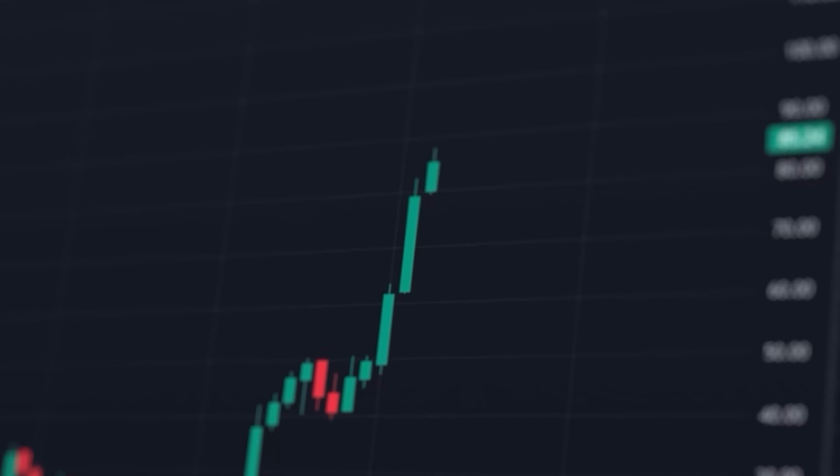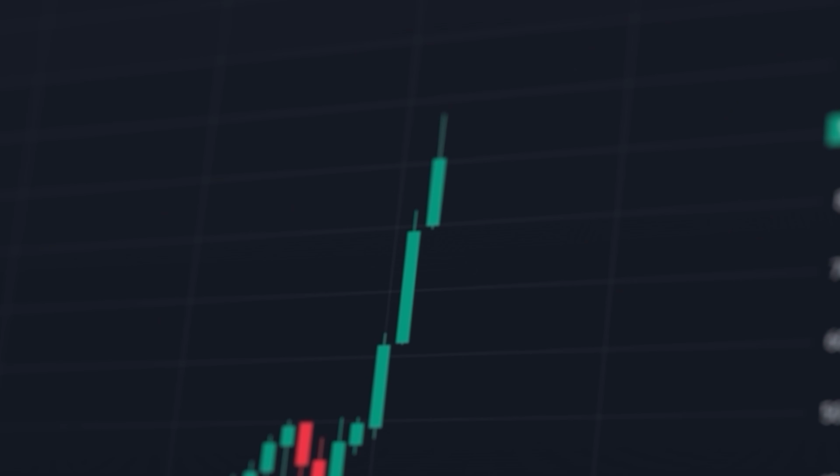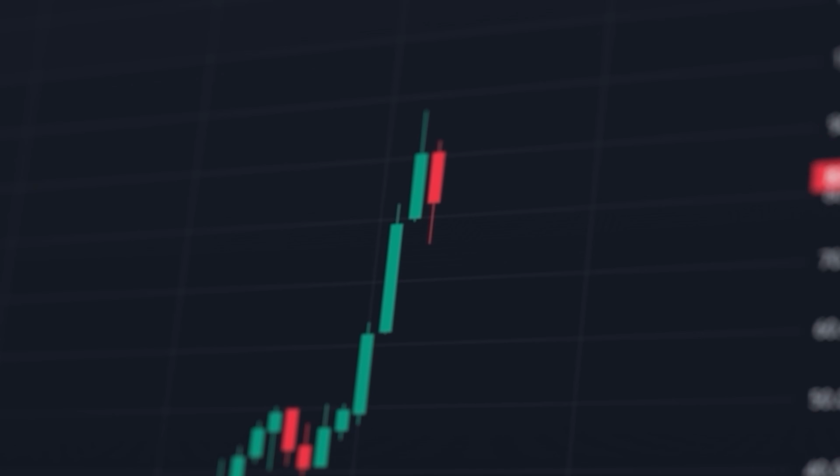A candle might close bullish, but if it has a huge wick on the top, it's a warning sign that buyers are running into resistance. Likewise, a bearish candle with a long lower wick can be a clue that sellers are losing steam.